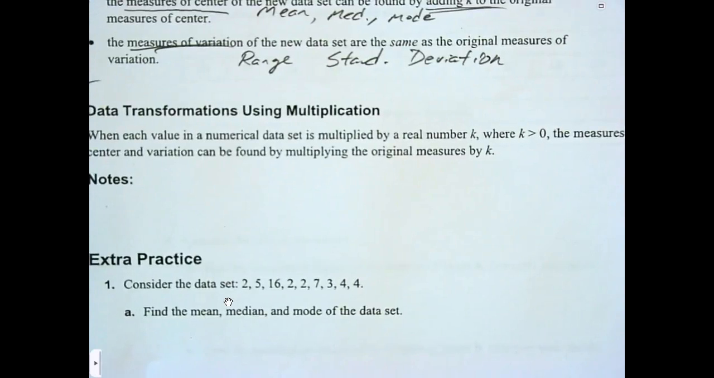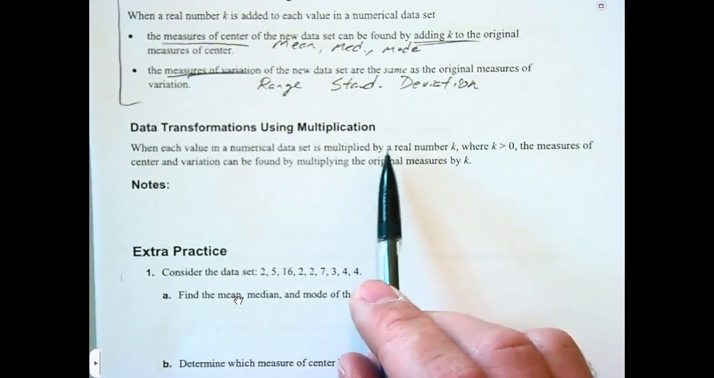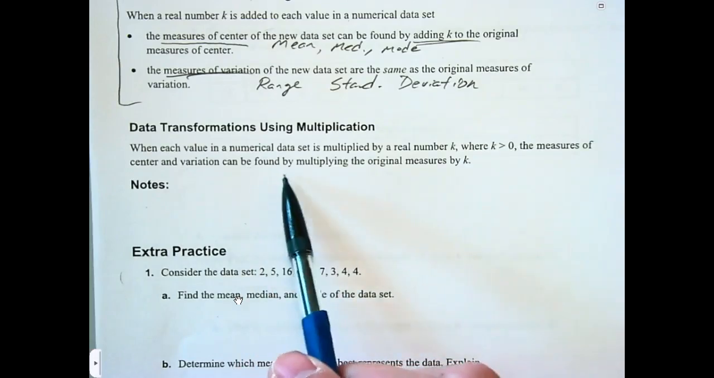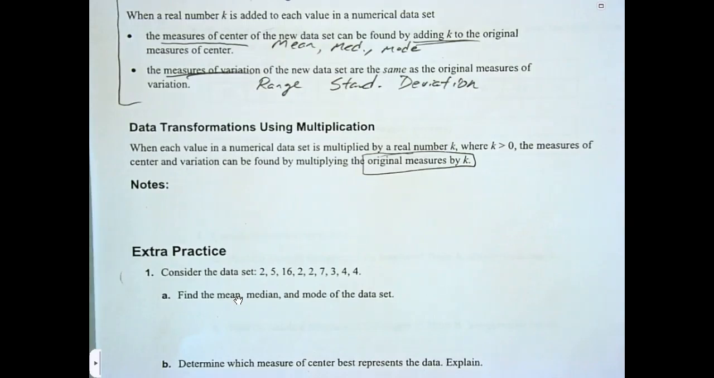And then lastly, when each numeric value in a data set is multiplied by k, if k is bigger than 1, the measures of center and variation both change by multiplying by that value.